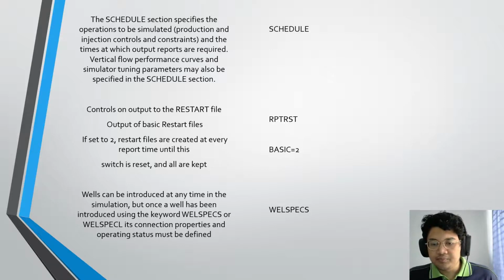Next, RPTRST. This coding controls output to the restart file, and then the coding continues with BASIC equals 2. If the output basic restart file is set to 2, restart files are created at every report time until this switch is reset, and are all kept.